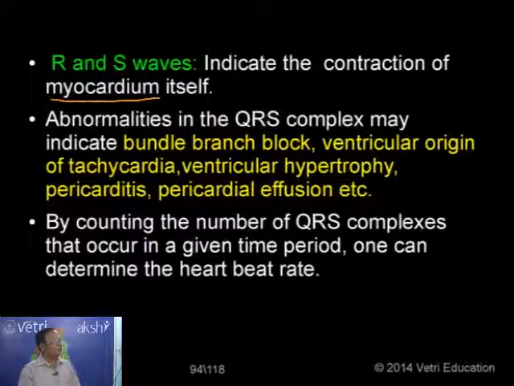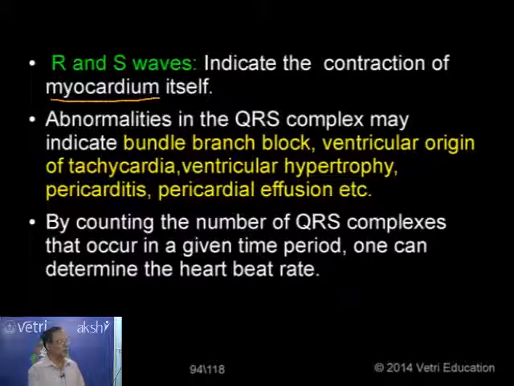So if you have any abnormalities in the QRS complex, if the Q, R and S waves are not normal, a lot of diagnostic information can be gathered from this QRS complex. The total duration of the QRS complex is about 0.08 seconds, and the amplitude is about 0.1 millivolt. So a lot of diagnostic information can be gained from an abnormal QRS complex.